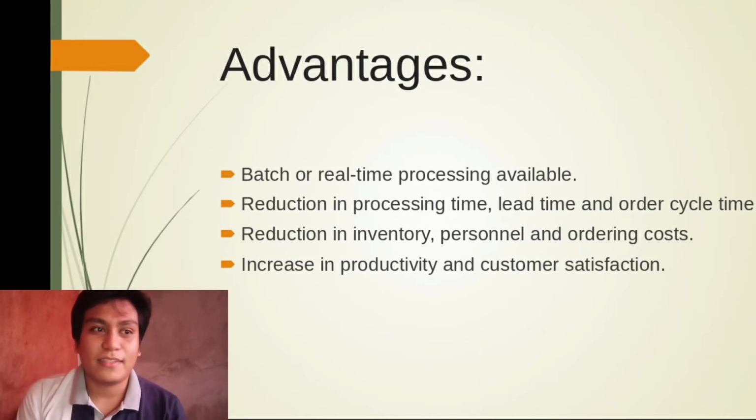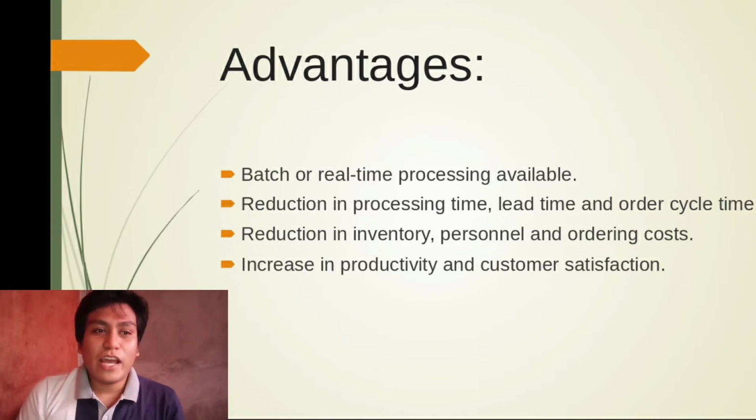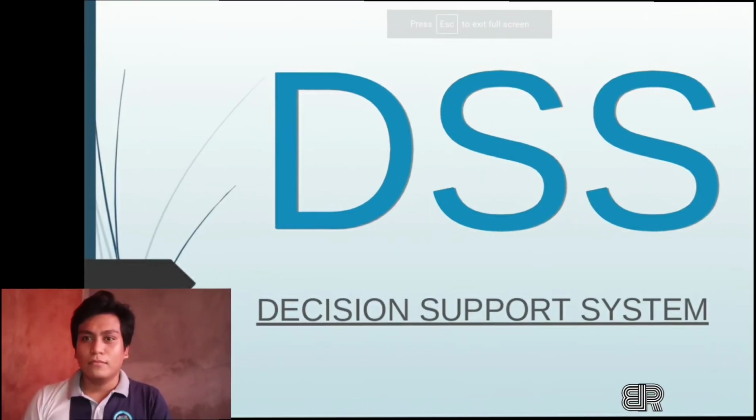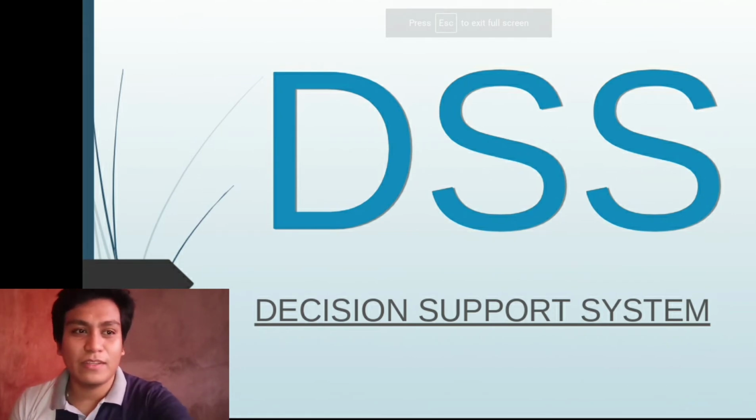Advantages of the TPS: batch or real-time processing available, reduction in processing time, lead time or order cycle time, reduction in inventory, personnel and ordering cost, increase in productivity and customer satisfaction. So let's proceed to another topic, the DSS, Decision Support System.